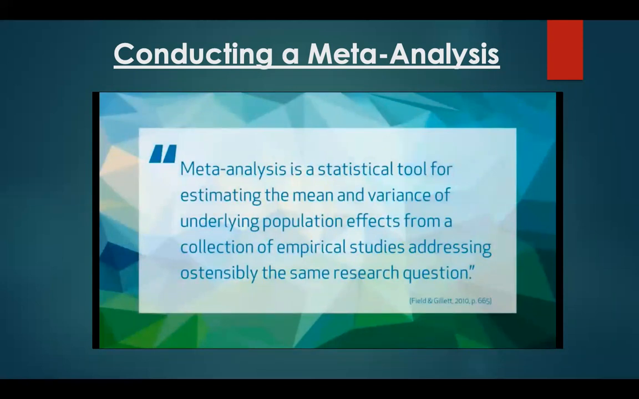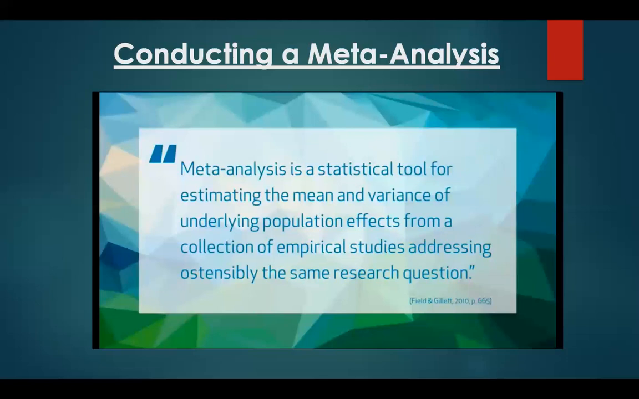That is, meta-analysis is a statistical tool for estimating the mean and variance of underlying population effects from a collection of empirical studies addressing ostensibly the same research question. So meta means studying the thing itself. So a meta-analysis is the study of studies. Now, individual studies can be based on small sample sizes with potentially more biased estimates of effects. A meta-analysis works to homogenize results across several studies.